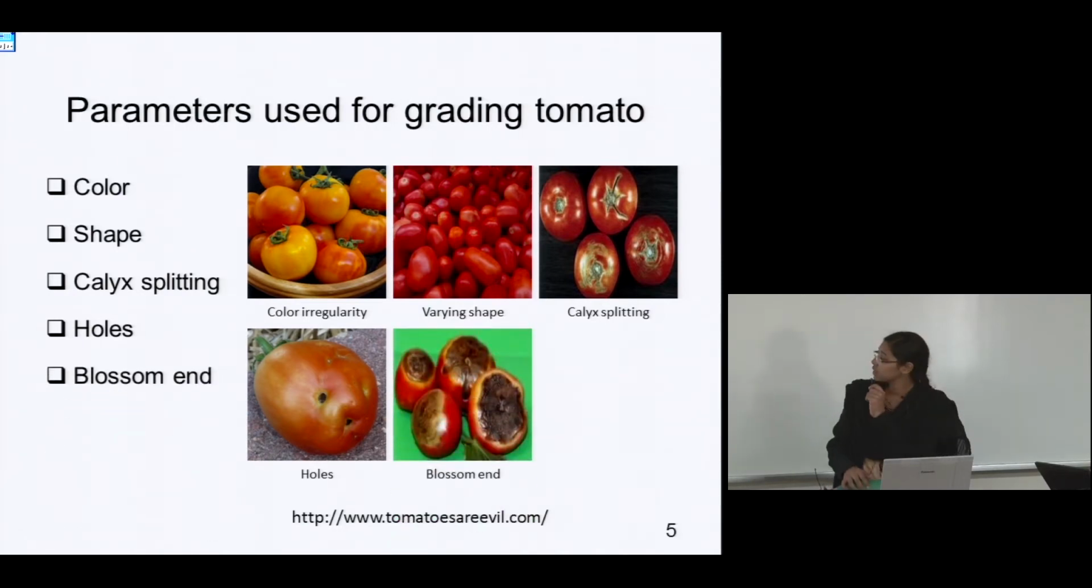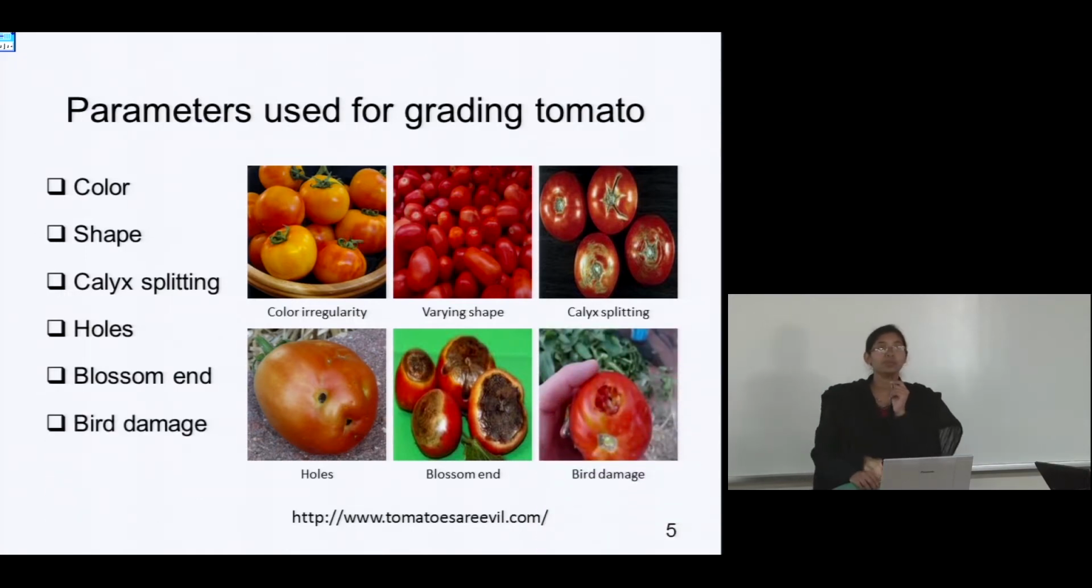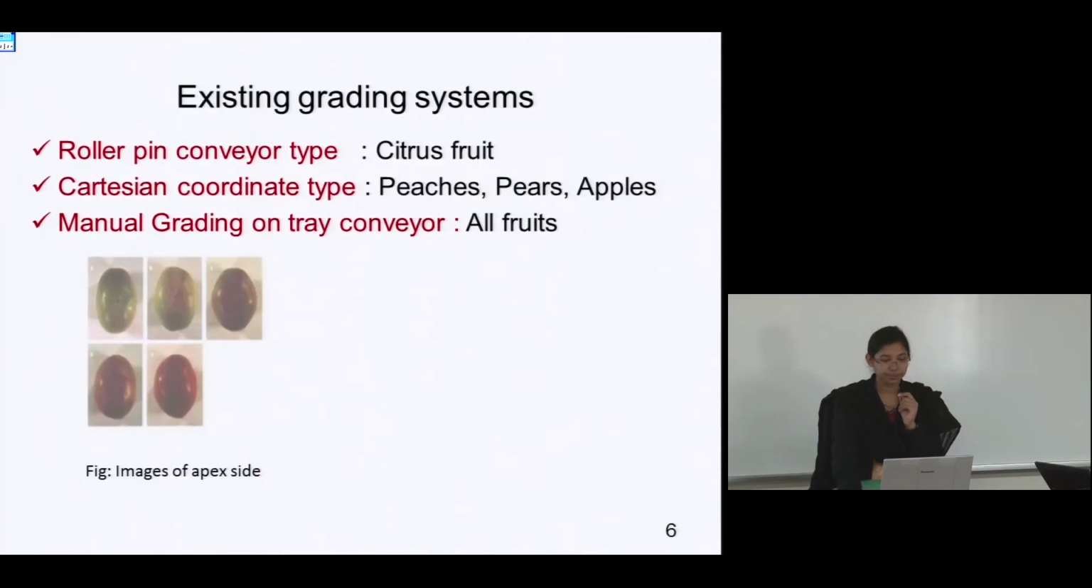Blossom end. This is another defect of tomato. There is some discoloration at the top of the tomato buds. After the fruit matures, sometimes birds and rats affect the crop and damage it. So we need to grade, to separate the damaged fruits from the fresh fruits.